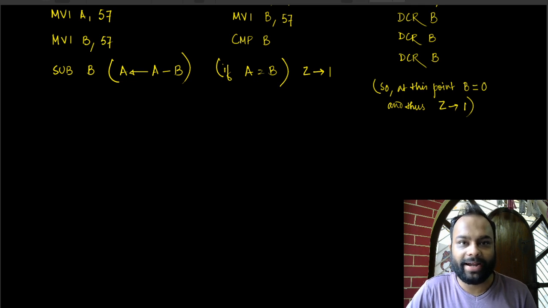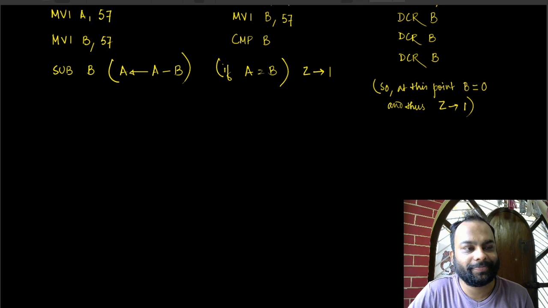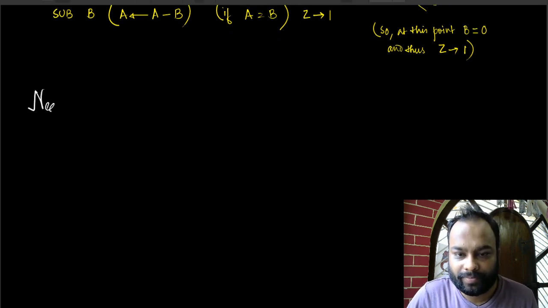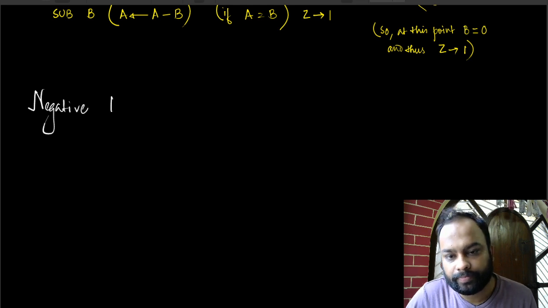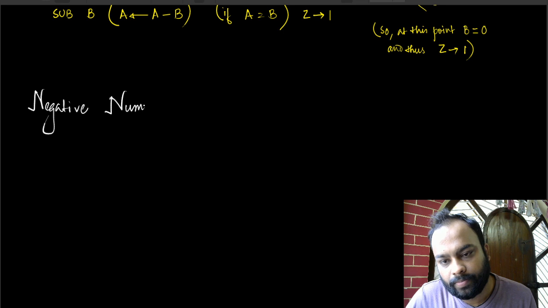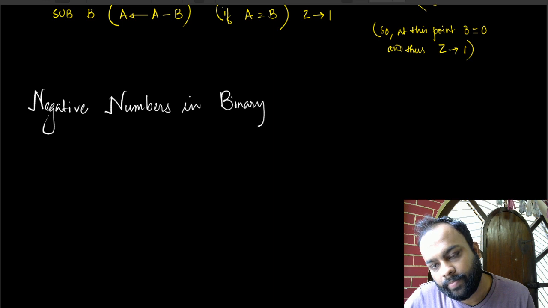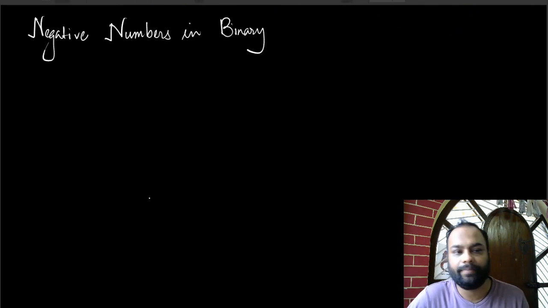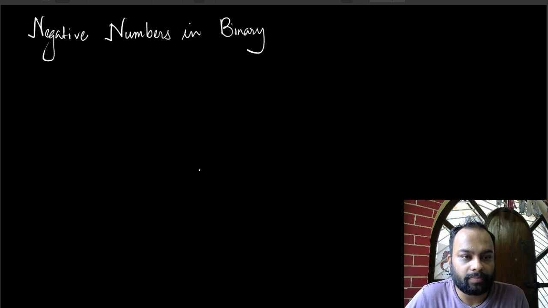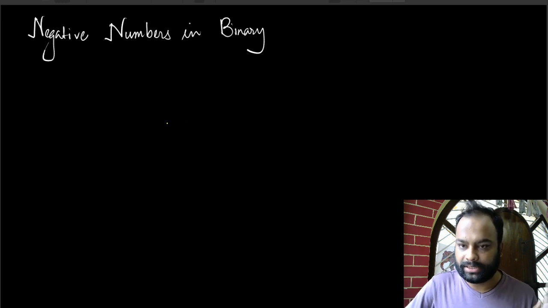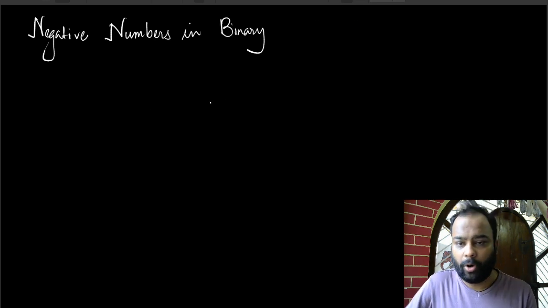Unfortunately, with binary numbers, you cannot add a negative sign. You cannot add a negative sign with a binary number. So let's have a small discussion on negative numbers in binary. Let's discuss how negative numbers really work, because we have to have a concrete idea about everything.